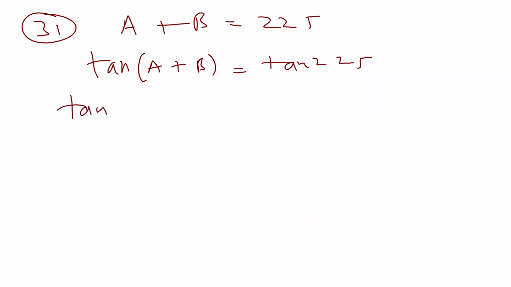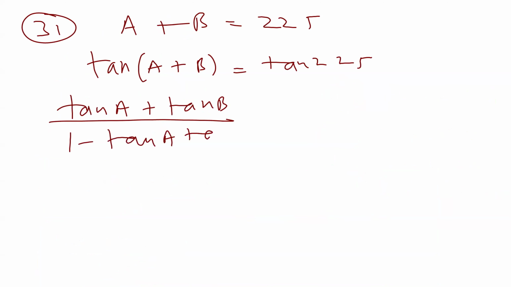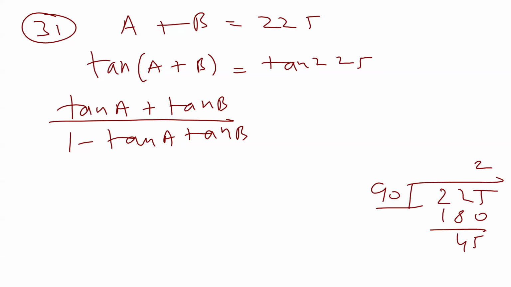Tan A plus tan B upon 1 minus tan A tan B. So 225 minus 180 is 45. So tan 225 can be written as tan of 2 into 90 plus 45, which is equal to tan of 2 pi by 2 plus 45.